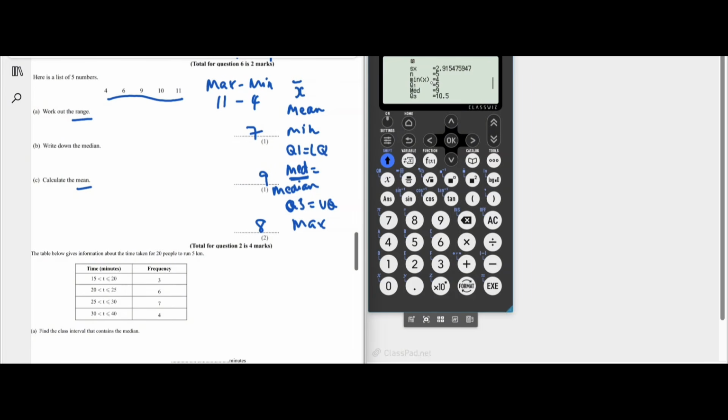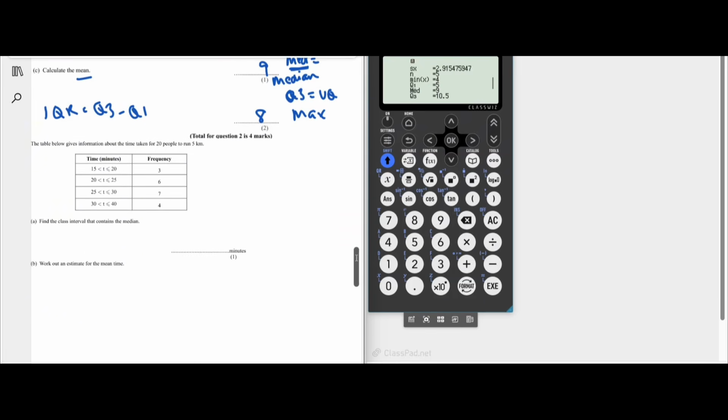Okay, and if you're asked for the interquartile range, you just do your Q3 minus Q1. Okay, but remember your calculator will calculate the rest for you.